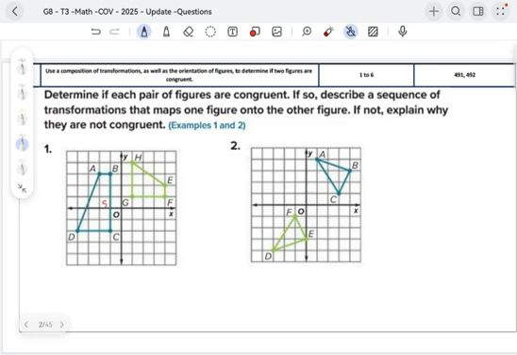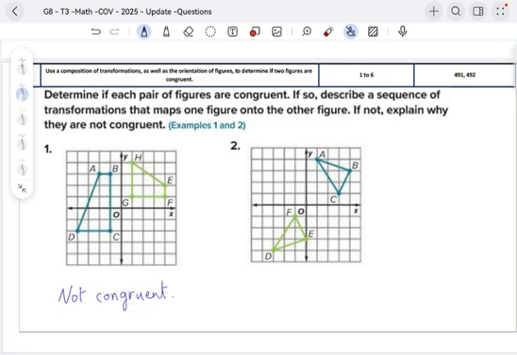In this question, they ask us to determine if the two figures are congruent or not. Let's start with the first shape. For the first shape, as you can see, we have different size. So they are not congruent.